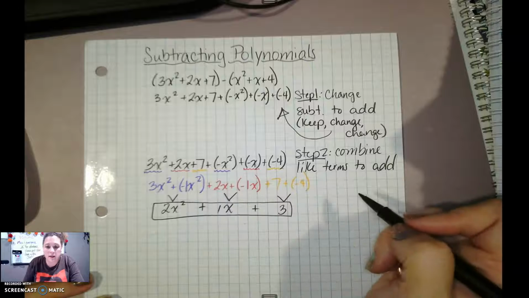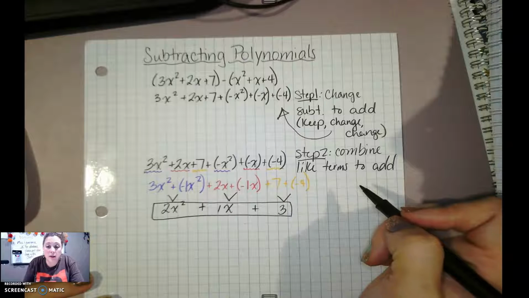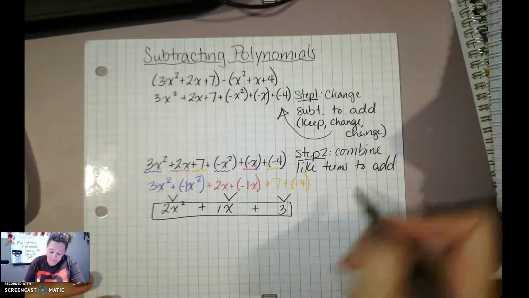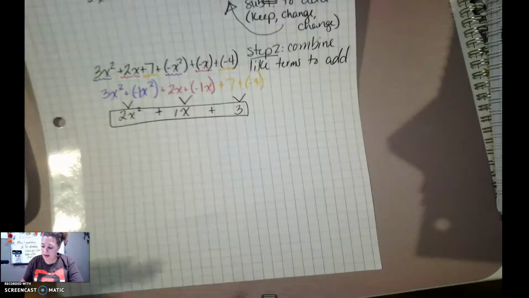Cannot make this any smaller. You put a 1 there, it's not the end of the world. Can't make this any smaller. It is what it is. Don't try and make this like 6x squared or 6 or whatever. This is it, okay? So let's look at another example.